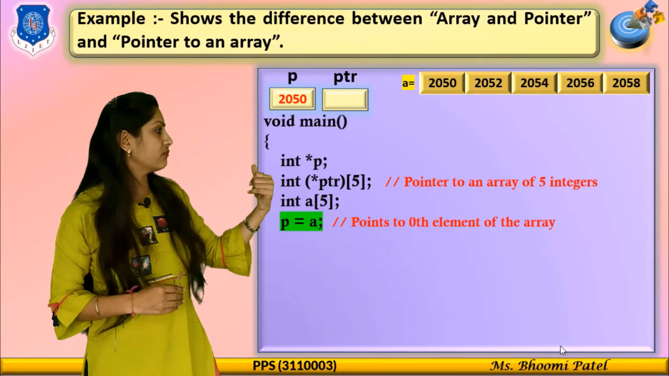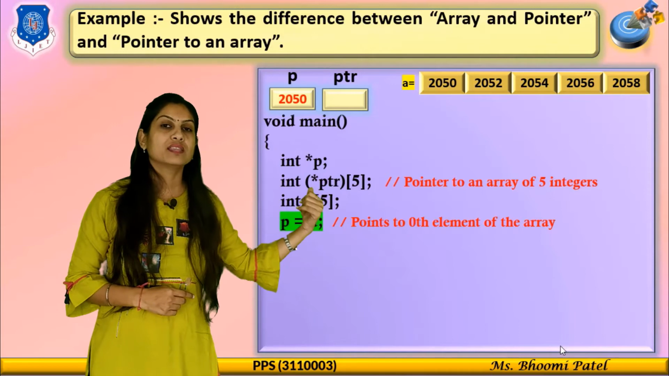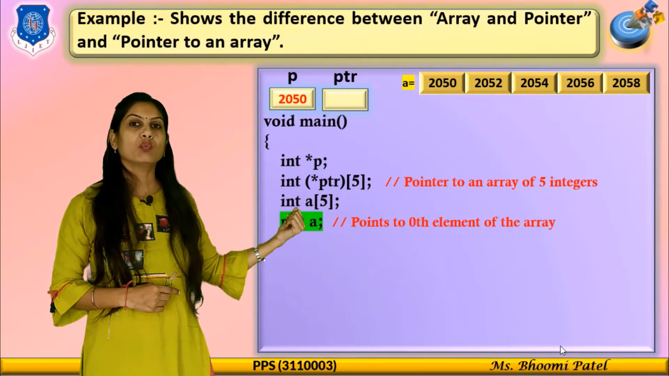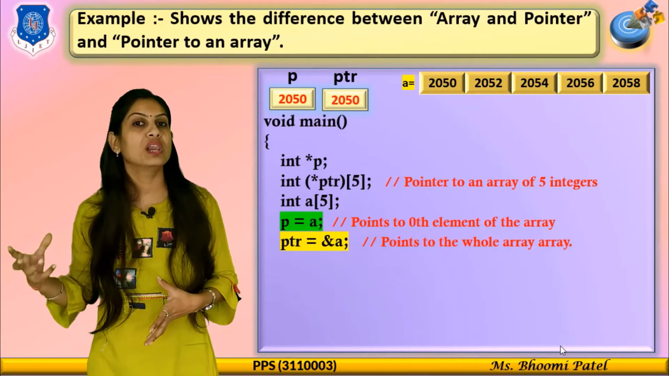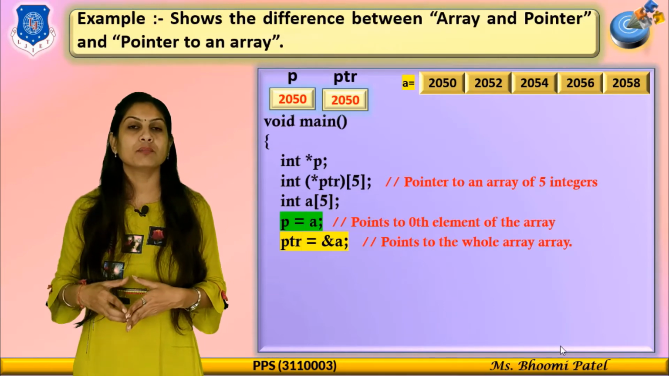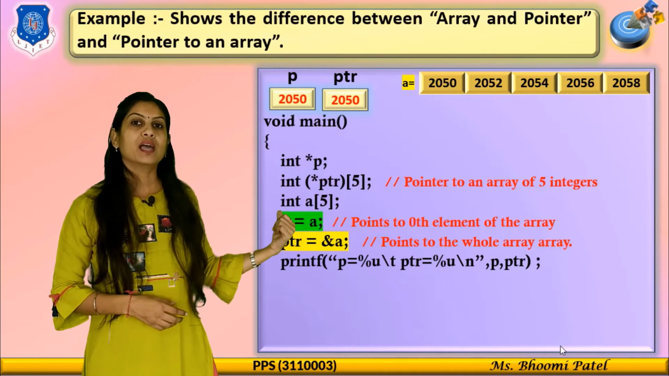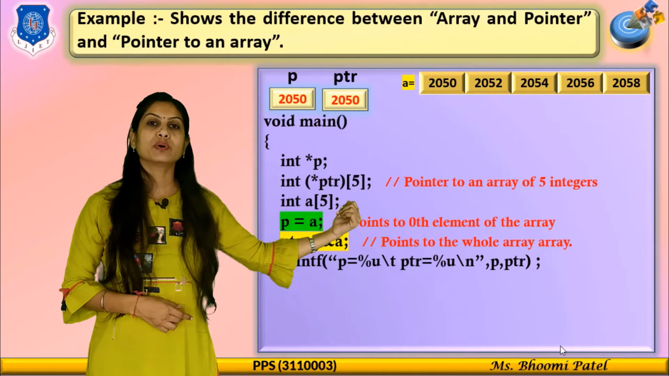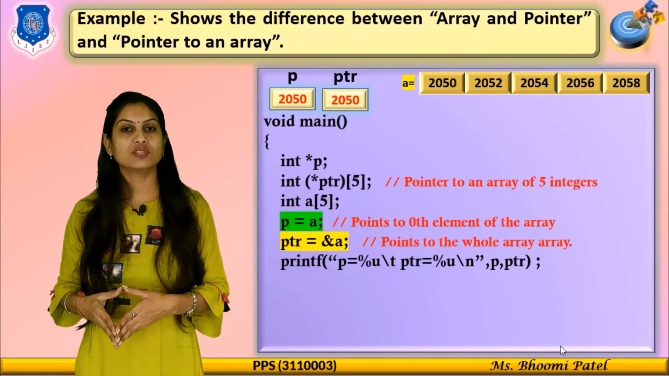So here I am using the first initialization for p, that is p = a, which points to the first element of the array, and then ptr = &a, meaning ptr points to the whole array. We are printing both the addresses using p and using ptr. Then printf is there, p = %u and ptr = %u, and the first value is for p and the second value is for ptr.